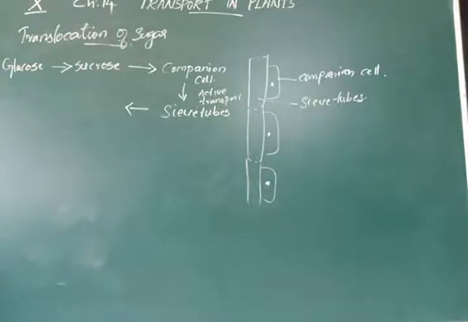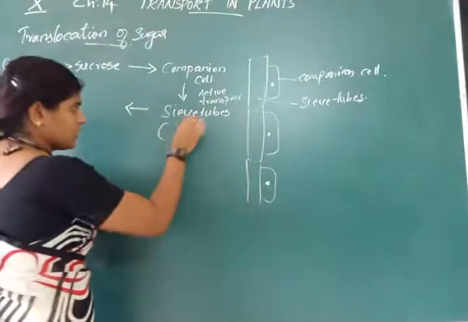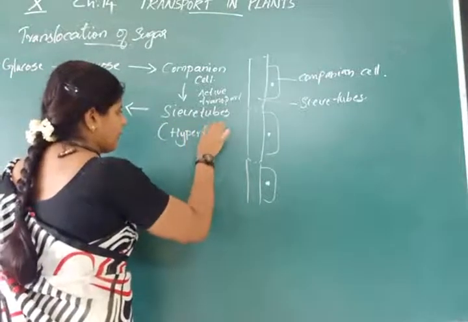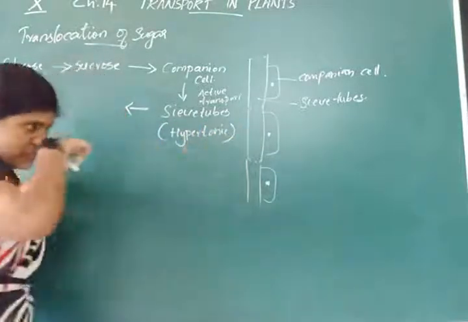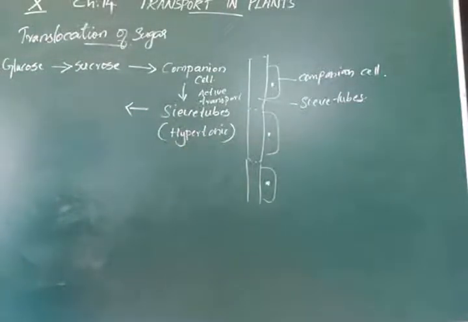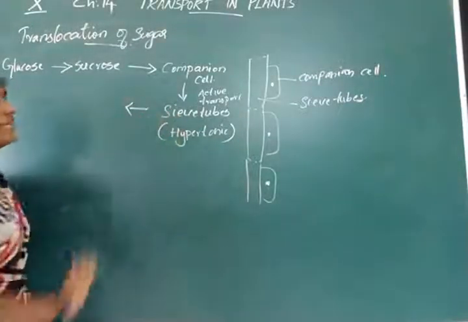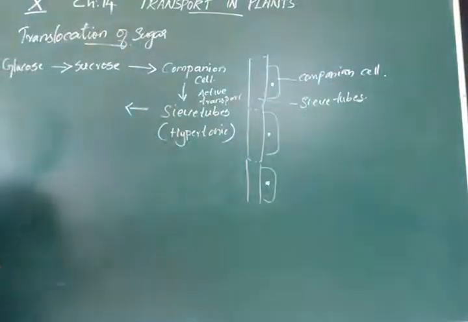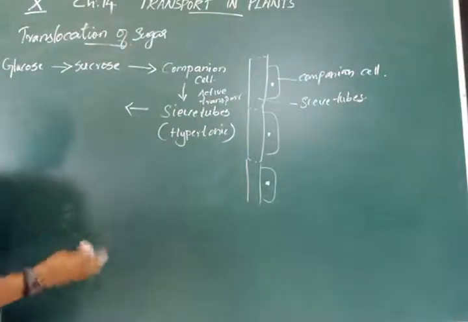When this process takes place, it produces a hypertonic condition in the phloem. What is meant by hypertonic? Hypertonic means the concentration of solute or sugar is more in the sieve tube. As a result of this, the water from the xylem moves in.